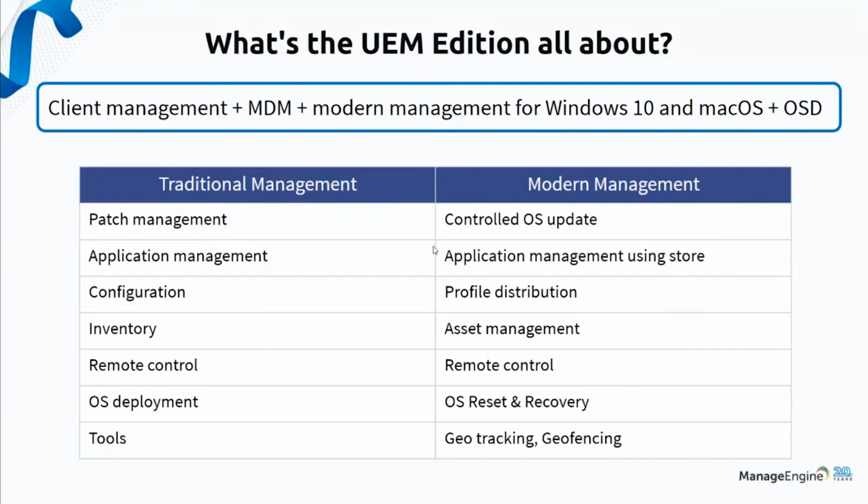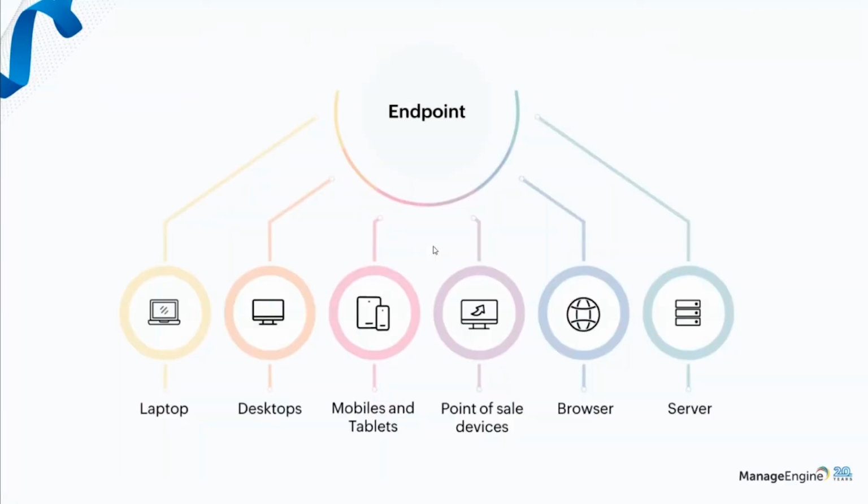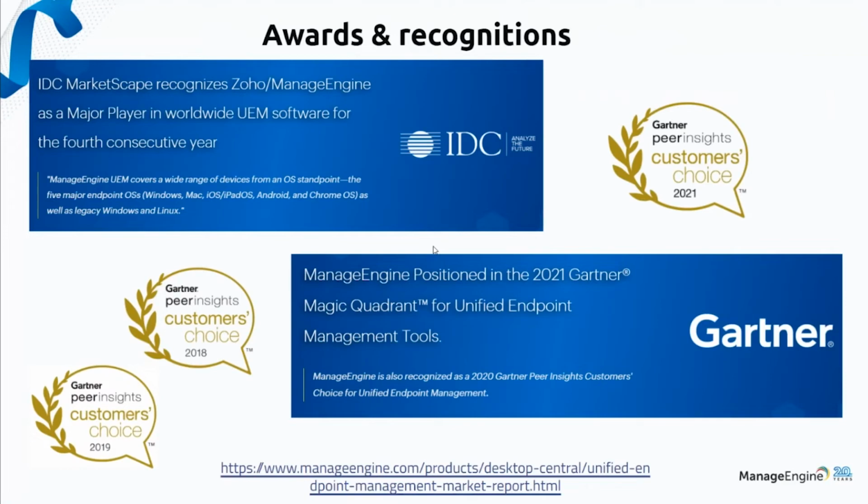Hence, with Desktop Central Unified Management, you will be able to manage desktops, laptops, mobile phones, tablets, servers, point of sale devices, and browsers. All this from a single console. Desktop Central is recognized in the top 4 of the 2021 IDC MarketScape reports for UEM. We are also recognized as a 2021 Gartner Peer Insights Customers' Choice for Unified Endpoint Management.